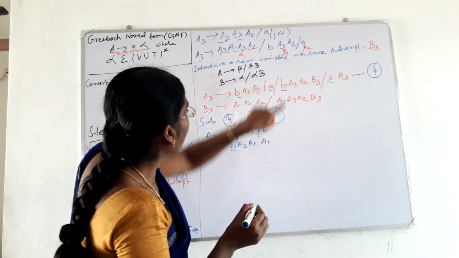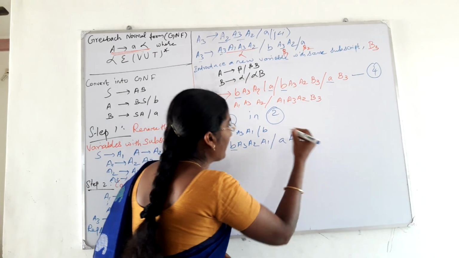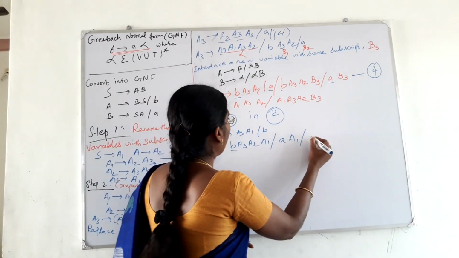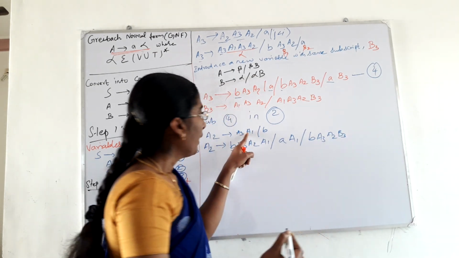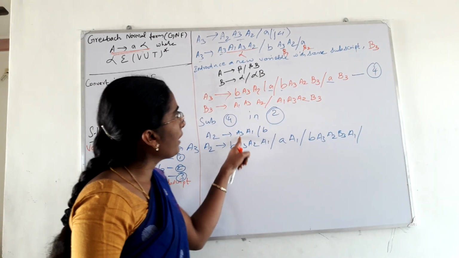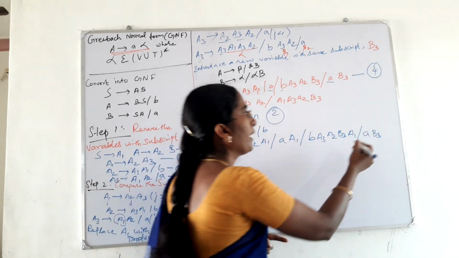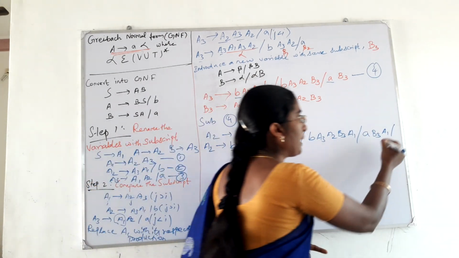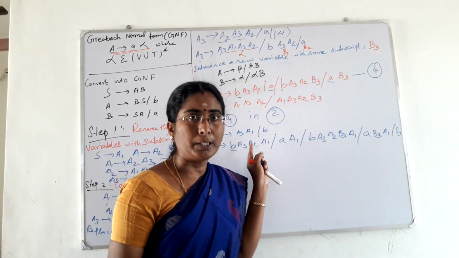Next replace this A3 by A, so A A1 slash. Replace this A3 by B A3 A2 B3 again A1 slash. At last replace this A3 by A B3, A B3. Here already we are having A1 slash. One more production here we are having is B. So slash B. Now all the A2 productions also start with the terminal.